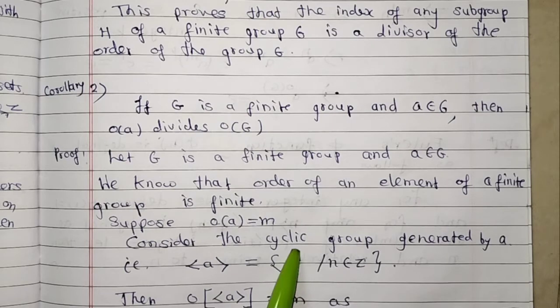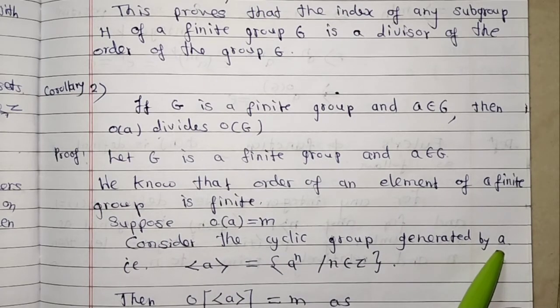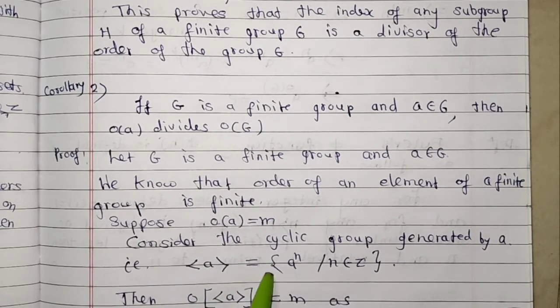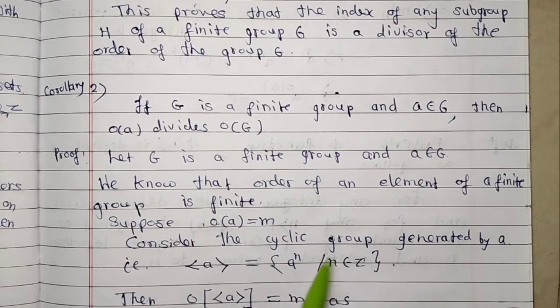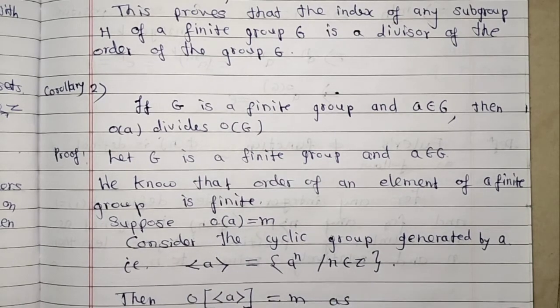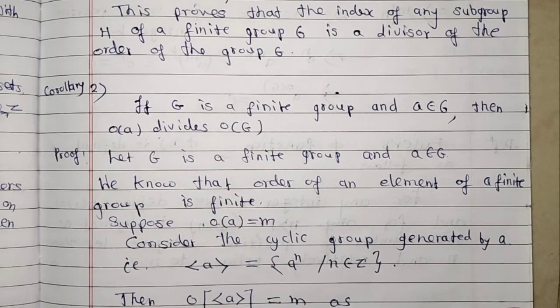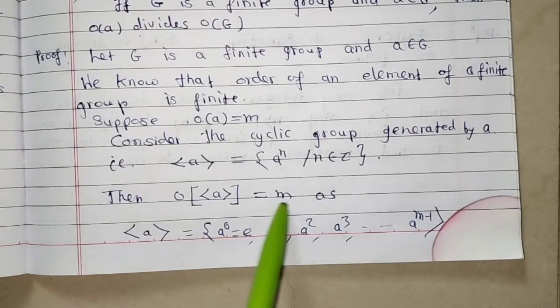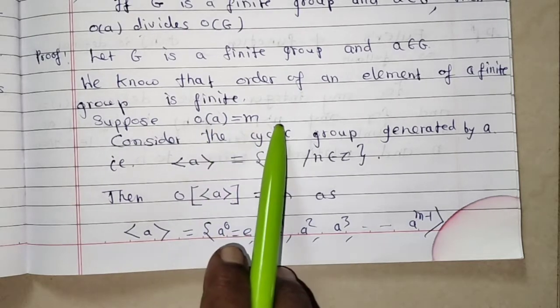Now consider the cyclic group generated by a. The cyclic group is denoted in this manner: the cyclic group of a equals the set of all a raised to n such that n belongs to Z. Then the order of the cyclic group equals m, as we have assumed the order of a equals m.